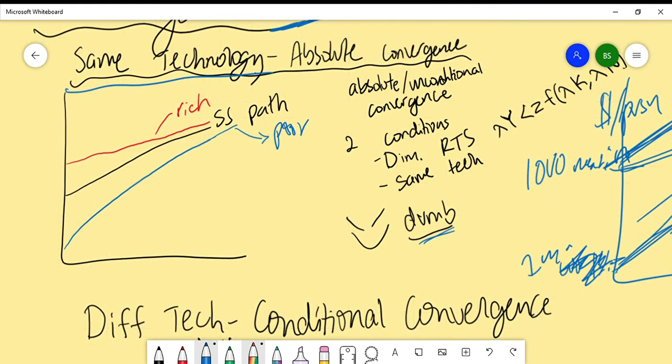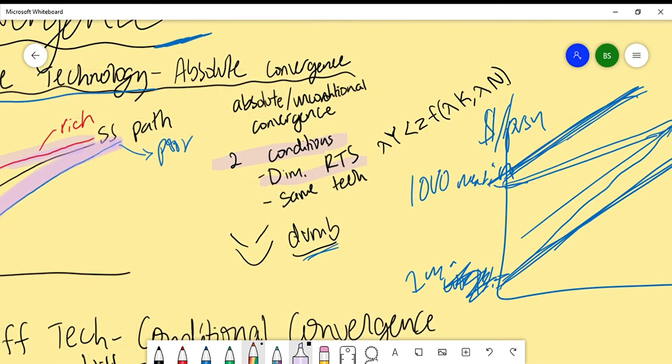Here's a small diagram where the poor people start off so low and converge to this SS path. The rich people start off even above the SS path, but they converge to it, which is so odd. But the two conditions needed for this to be true are diminishing returns to scale, which means that if I multiply my inputs by some number, my output will increase by a lower amount, and the same technology, which is the whole title thing.